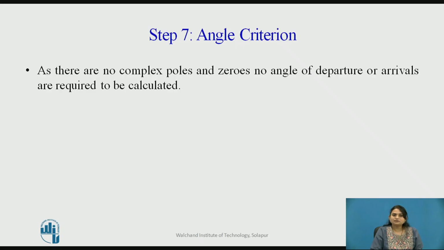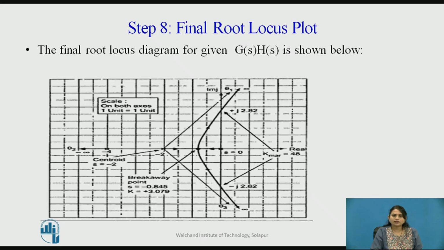Now step number 7, that is the angle criteria. Here in our transfer function there are no complex poles and zeros, so there is no need for calculation of angle of departure and angle of arrival. This is our final root locus plot. See here, first we have plotted the poles. Okay, if zeros are there we can plot those zeros.